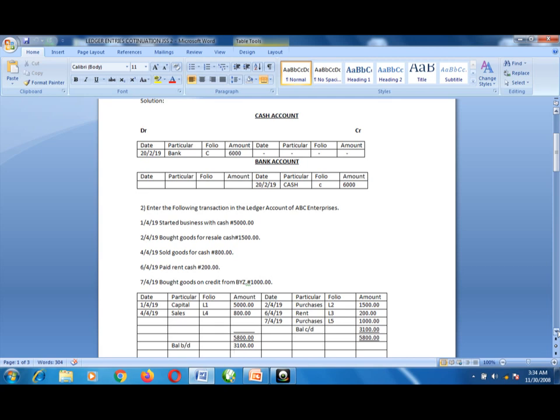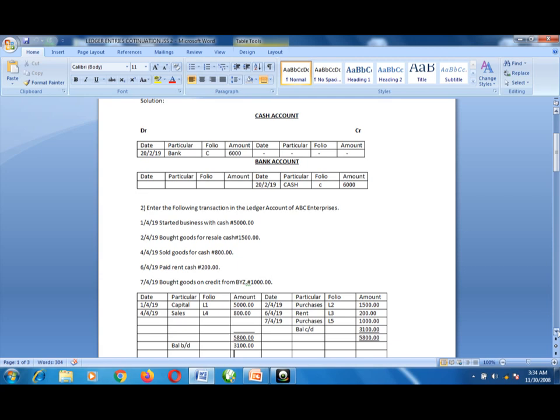Then another one on 4, he makes sales of 800 naira. He has that money with him. He's receiving the 800 naira from the customer. You record it under the receiving side. That means at the debit side. Then rent, he paid rent out, 200 naira. Purchase, he purchased another thing on credit. That is 1,000 naira. Then you total everything.